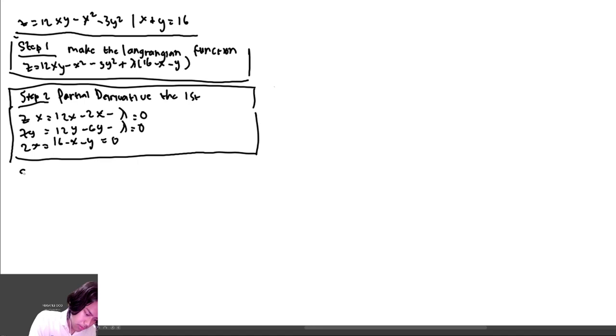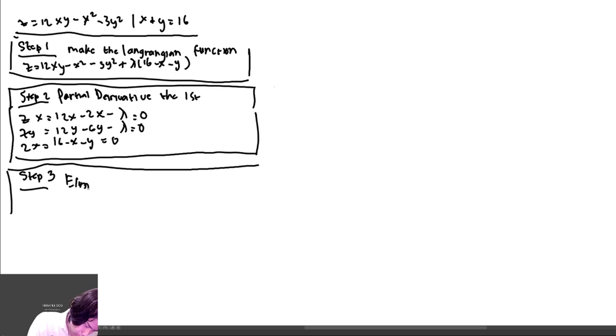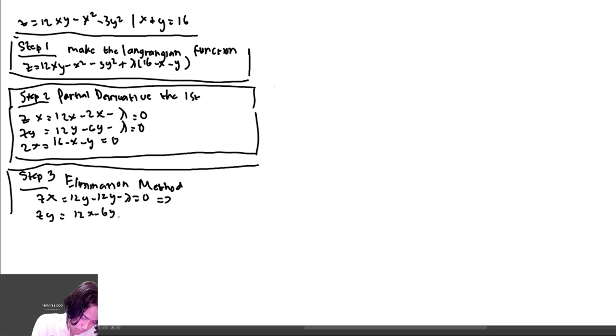Then for the third step, we will use the elimination method. We'll find the first partial derivative first. So zx equals 12y minus 2x minus lambda equals 0. So zy equals 12x minus 6y minus lambda equals 0, and then we will eliminate one of them using this.